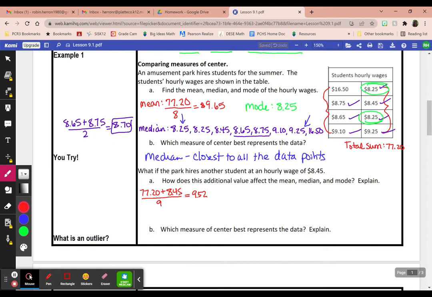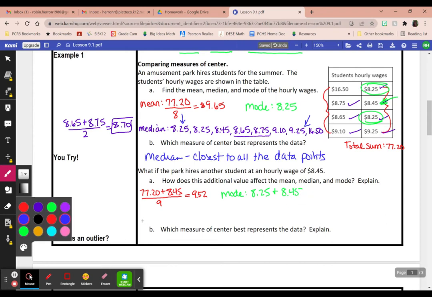The mode, well, if I add an 8.45, that means it gives me 2 of these for the 8.45 here, and there'll be another one. So then our mode actually becomes 2 values that appear the most, which is 8.25 and 8.45 now. So that changes a little bit.